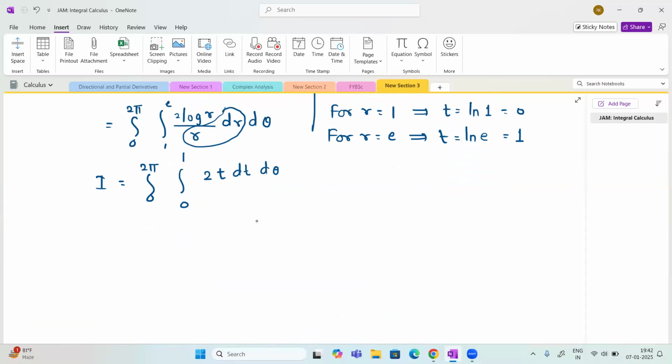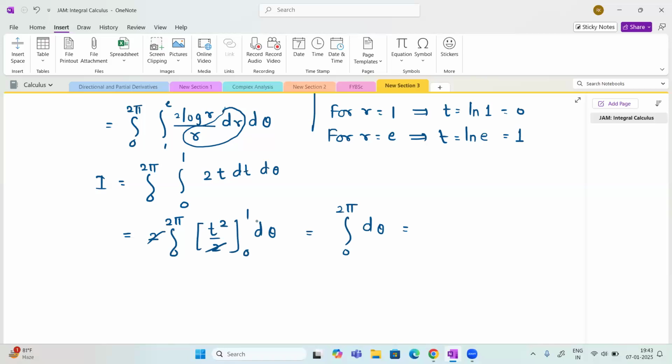Can anyone else try for it? 2 will come outside, 0 to 2 pi. It's quite simple now. It will be 2 into t square by 2. 2 will get cancelled and it will be only t square, limits 0 to 1. This is 0 to 2 pi d theta, and the answer will be 2 pi.